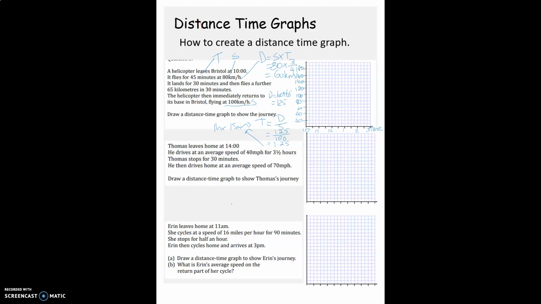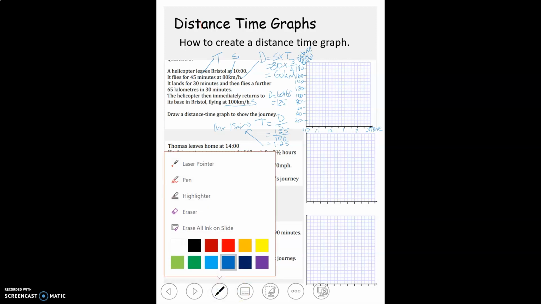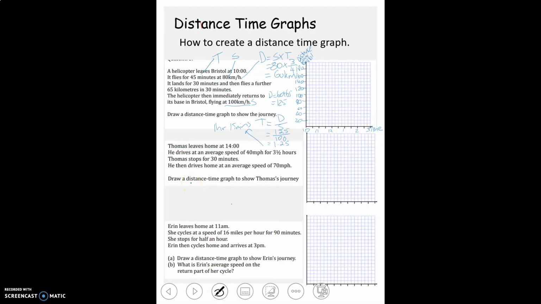And this axis here is distance from Bristol. Now, if you had more space, you'd put that alongside the axes, but just due to space here, I've just put it at the top. You then need a title. So this is a graph showing the distance travelled by a helicopter. So we'll call it the helicopter journey.